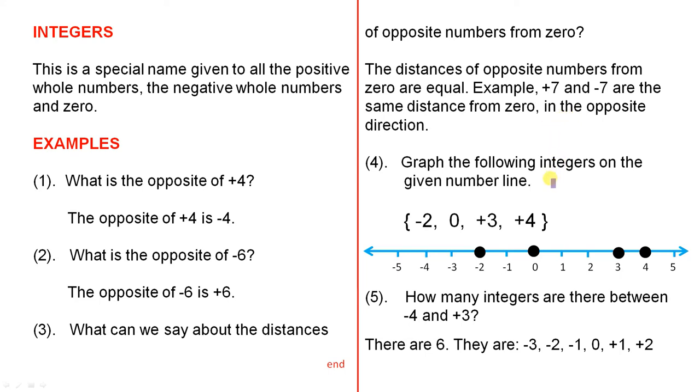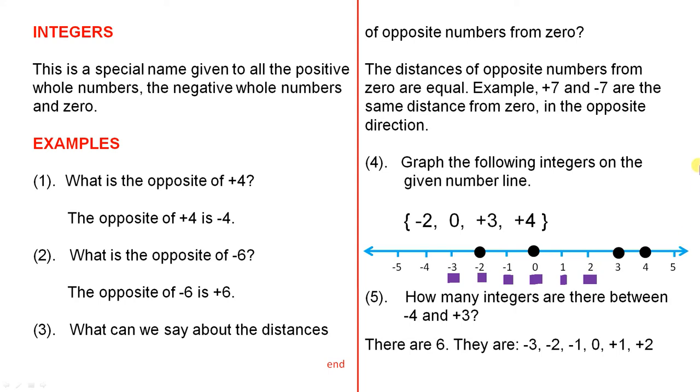We can also be asked to graph integers on the number line. So here are 4 integers here, and the way we graph them, we just put dots. And you make sure those dots are filled in. So those 4 dots there, they represent those 4 numbers there, and they are filled in. And how many integers are there between negative 4 and plus 3, or minus 4 and plus 3? Well, here they are. You've got 1, 2, 3, 4, 5, 6. So there are 6 of them.